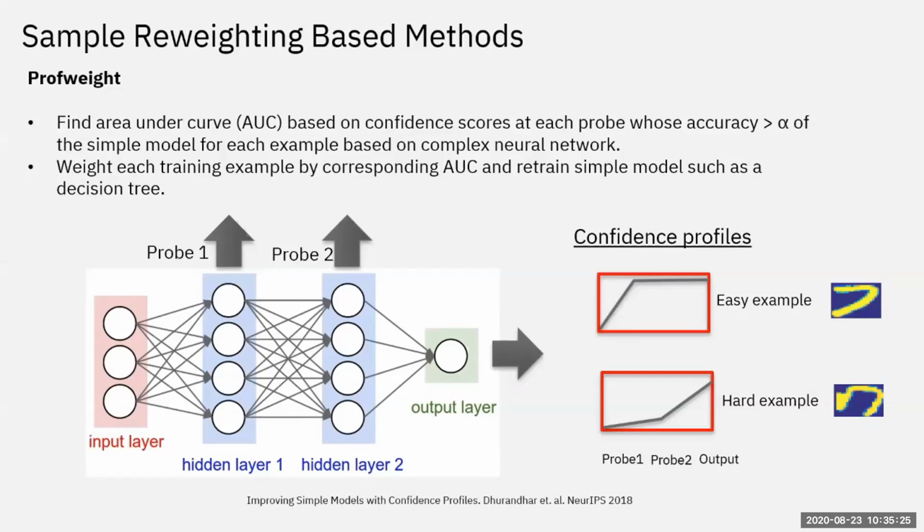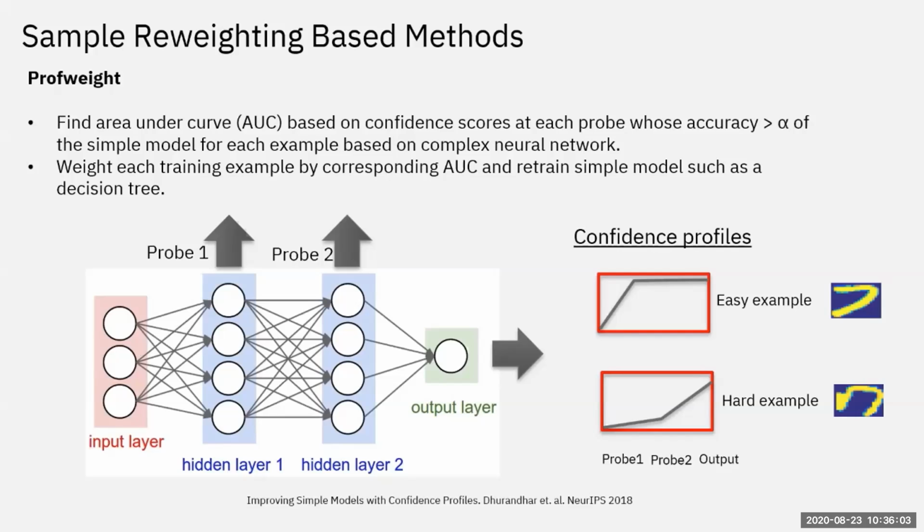One of the popular methods for this is called ProfWeight, which transfers from a black box model such as a neural network to a simple model of choice. The idea is that many times neural networks are actually not good density estimators, so the output probabilities that you get are not really indicative of how confident they are in their prediction. So what you do is you attach linear classifiers, which are termed probes, to intermediate layers of this neural network. Then for every training point, you try to get the probability of classifying that training point into the correct class.